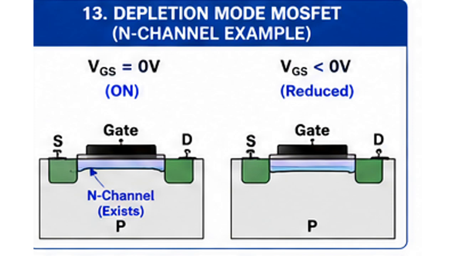An N-channel depletion mode MOSFET already has a built-in channel at VGS equal to 0, so it conducts. Applying a negative gate-to-source voltage repels electrons from the channel, narrowing it and reducing the current. With a sufficiently negative voltage, the channel can be completely depleted and the device turns off.